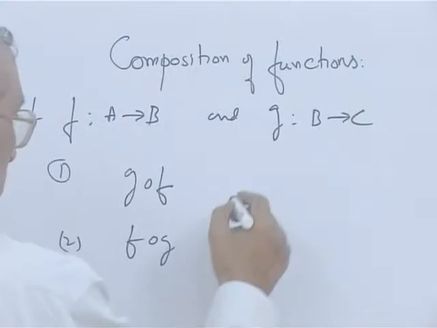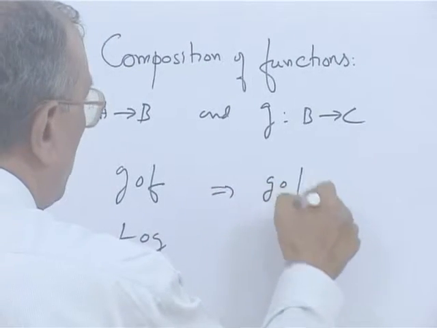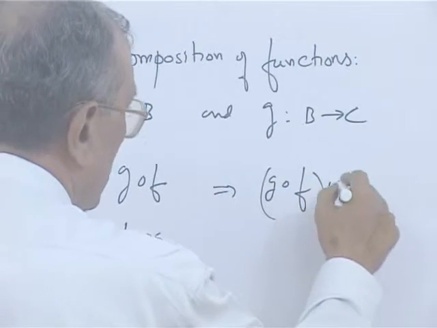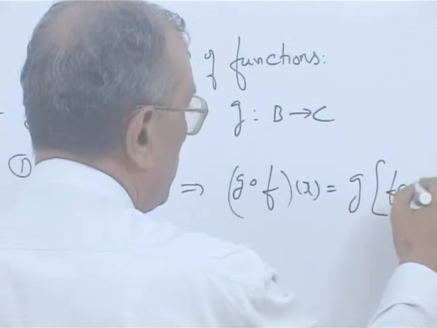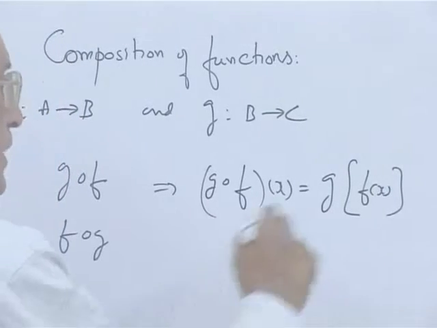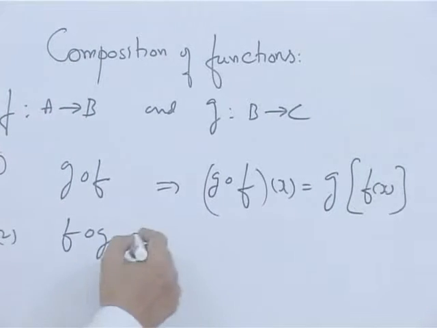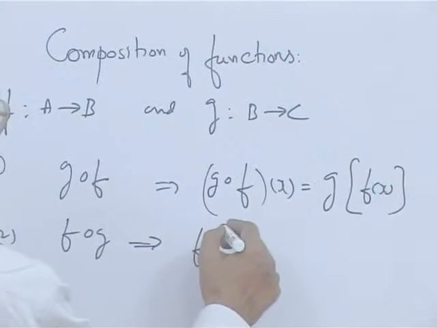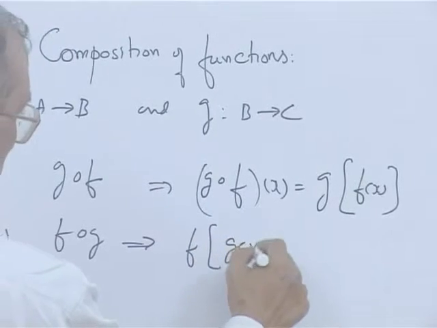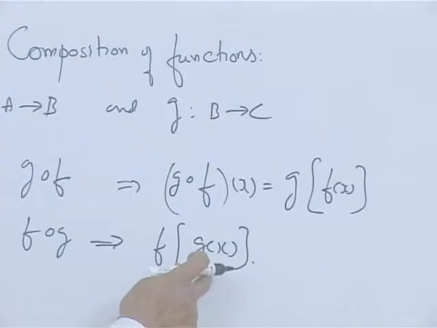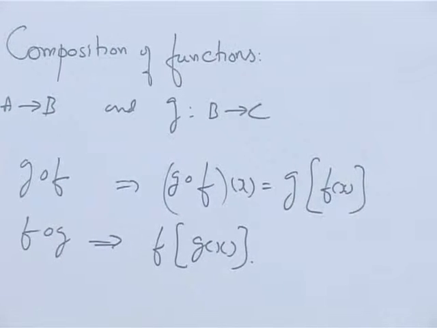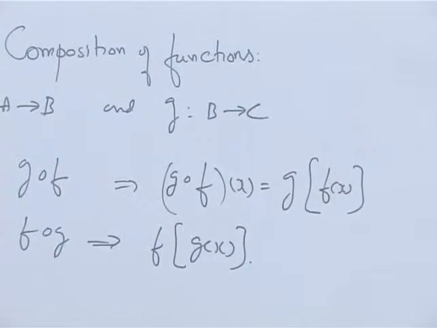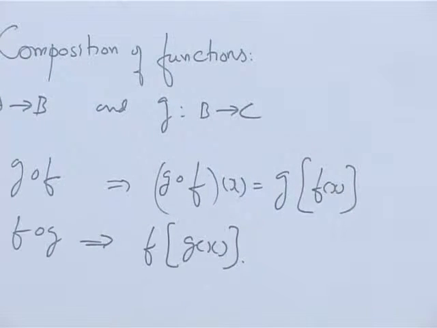This means g composition f of x will be the functional value of f of x put in g, and that is the final result. This implies f of g of x: the functional value of g of x is put in f, therefore that becomes a new function. These two composition functions may be equal or may not be equal.